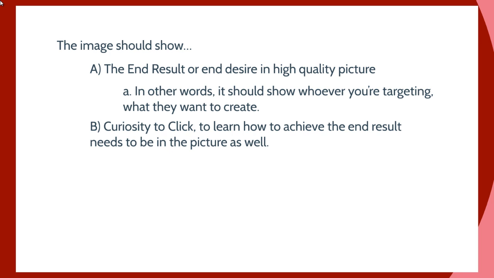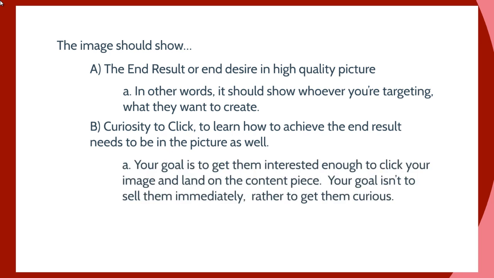Second of all, you need to build curiosity to click, to learn how to achieve the end result. So in other words, that needs to be in the picture. So going back to the chicken parmesan example, it looks tasty. So the fact that it looks tasty, people want to know, how did you create it? So your goal is to get them interested enough to click your image and land on the content piece. Your goal isn't to sell them immediately, rather just to get them curious and interested.